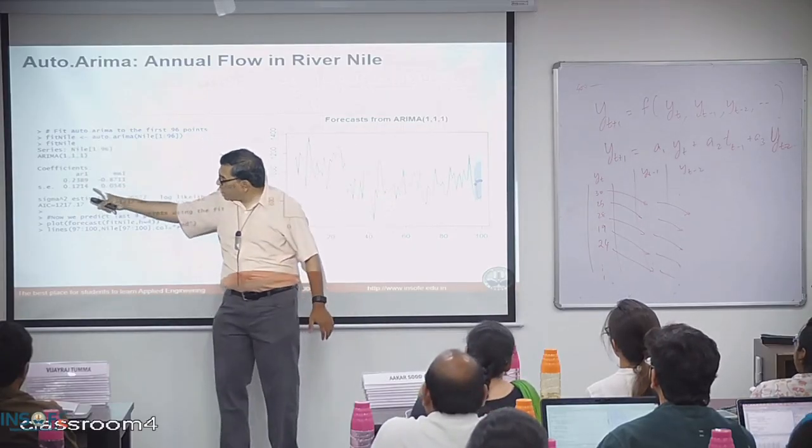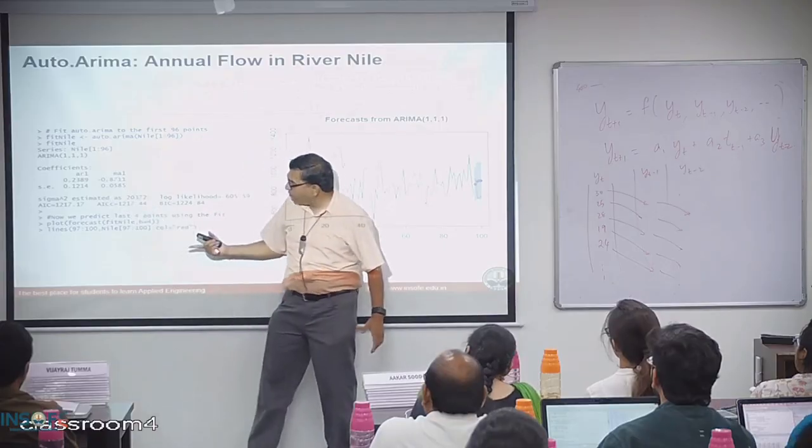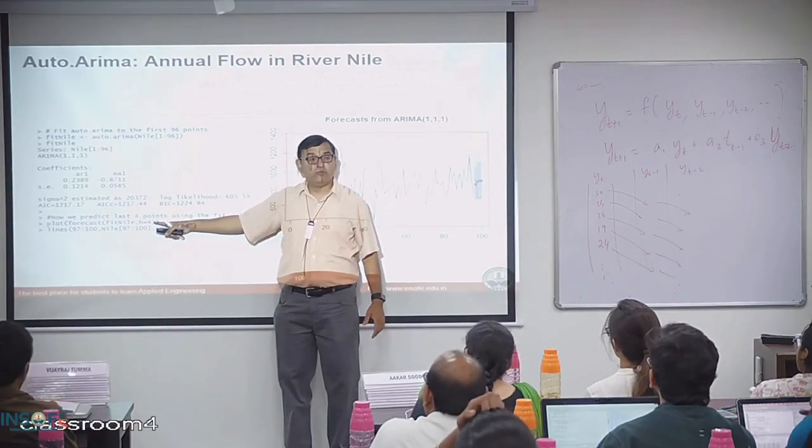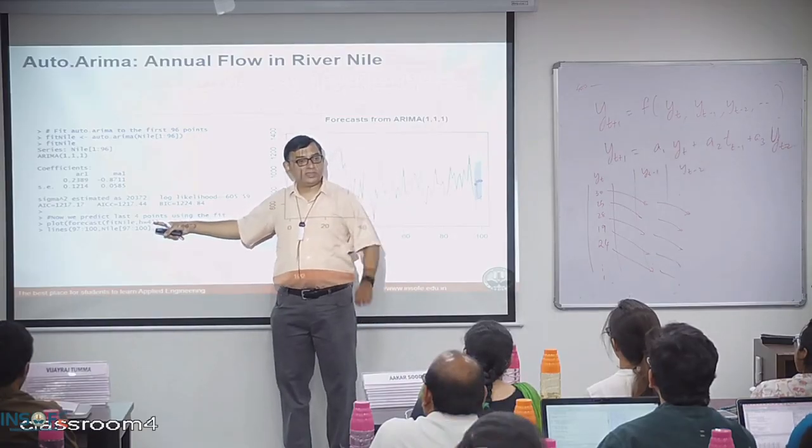Okay, so it gives the value of this coefficient, and the way I forecast is using the forecast command, and I specify how many periods I'm trying to forecast. I'm forecasting 4 periods ahead.